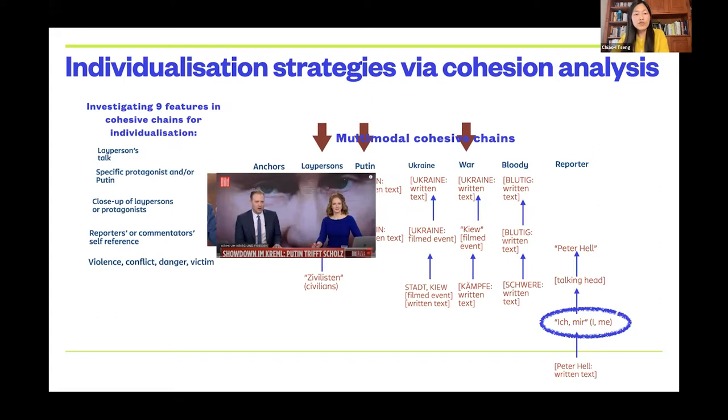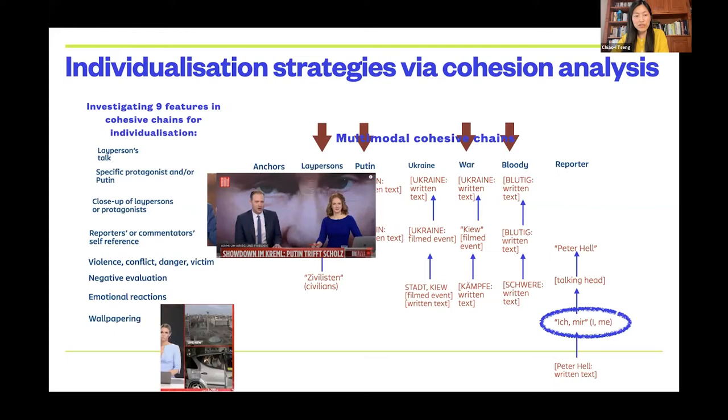Apart from these individual features, we also track typical news sensationalist features like the event of war, violence, conflict, danger, whether we can find them in cohesive chains, and whether we can find negative evaluation. Like here, war is not just war, it's a bloody war, it's a Blutkrieg. And we also look for whether we can find emotional descriptions in a cohesive chain.